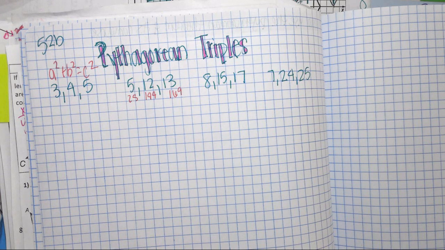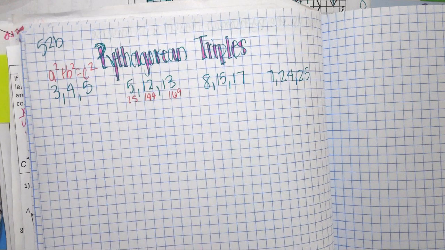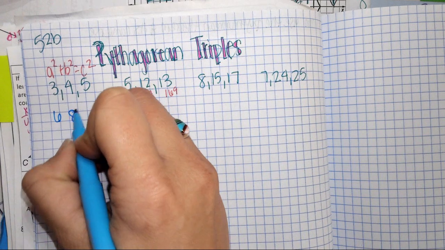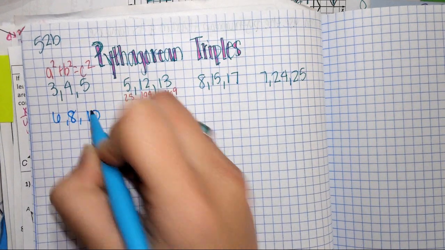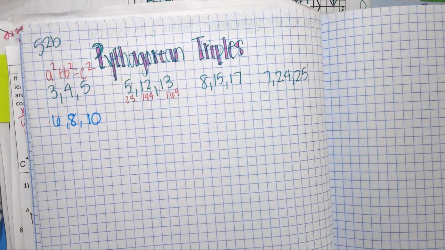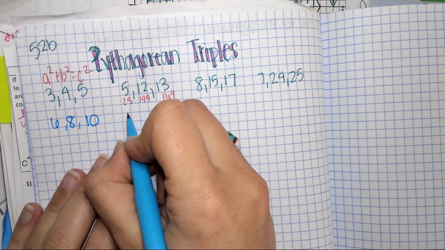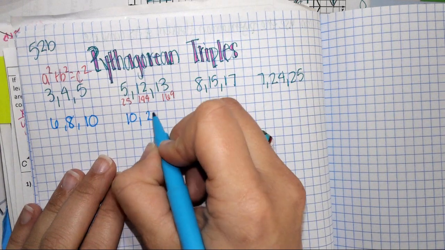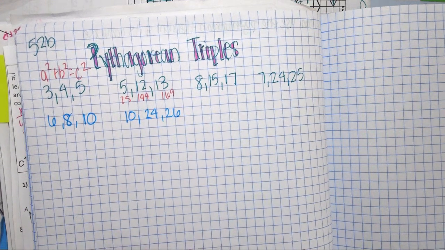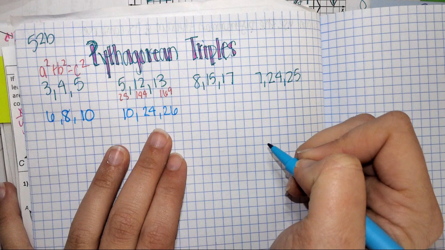You can also multiply these by 2, and that'll give you a triple. So what is 3 times 2? What is 4 times 2? What is 5 times 2? That's a triple. What is 12 times 2? 13 times 2? That's a triple. What about 8 times 2? A triple.